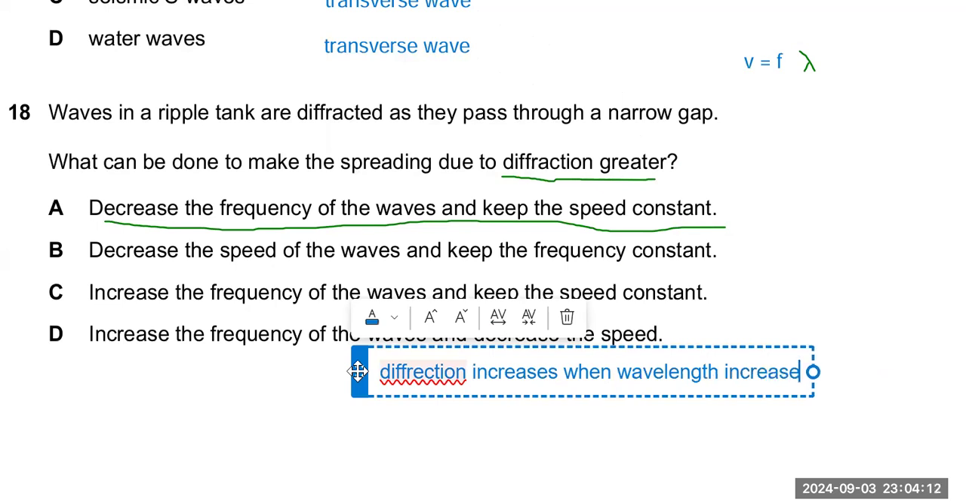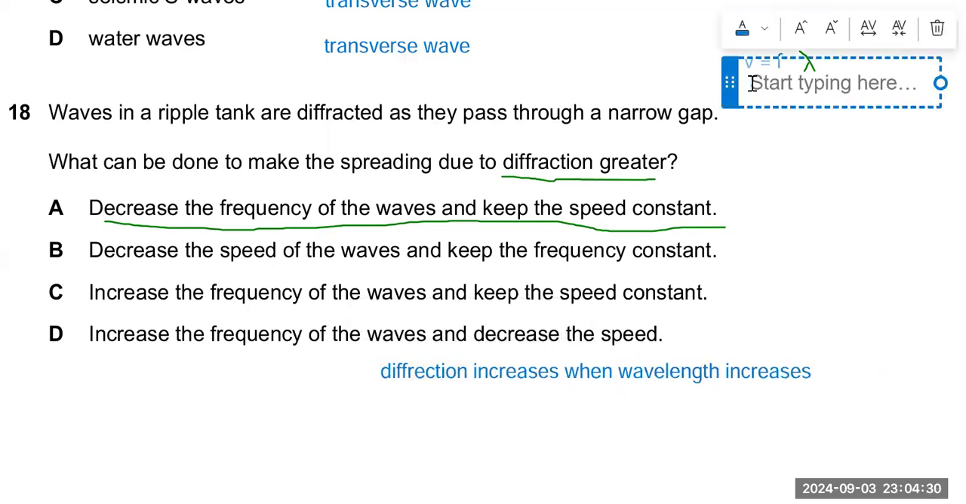This is the option when wavelength increases. If you want to decrease it, then you should decrease the wavelength, but speed must be constant here. So if you have to check this one, v divided by f is equal to lambda. It means frequency and wavelength are inversely proportional to each other.